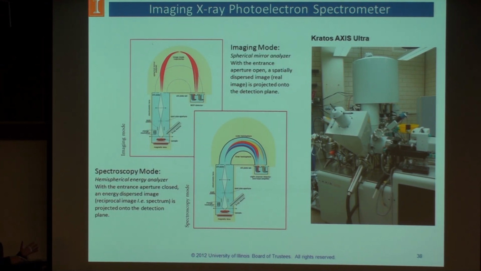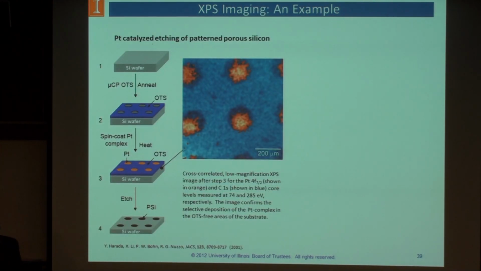So once again, in this example, our X-ray source is stationary, and it's the electrons that we'll be scanning to produce the image. Okay, so here's an example of the combination of imaging and spectroscopy. Here's an experiment with microcontact printing, where this group was trying to produce patterned porous silicon pixel arrays, and they would etch the silicon with a platinum catalyst that was selectively deposited inside little areas right here. And so the group wanted to confirm whether or not they were successfully depositing their catalyst.